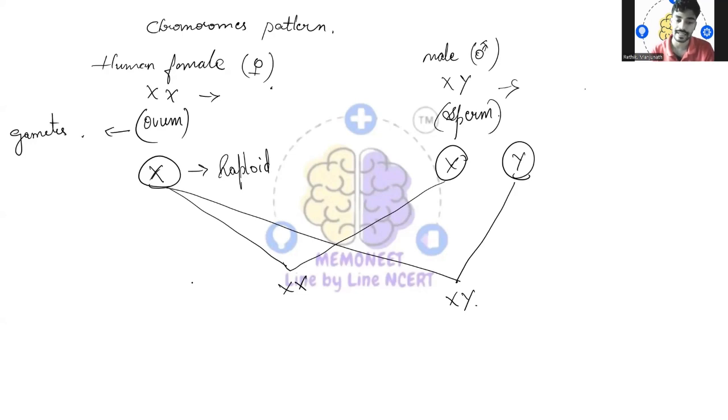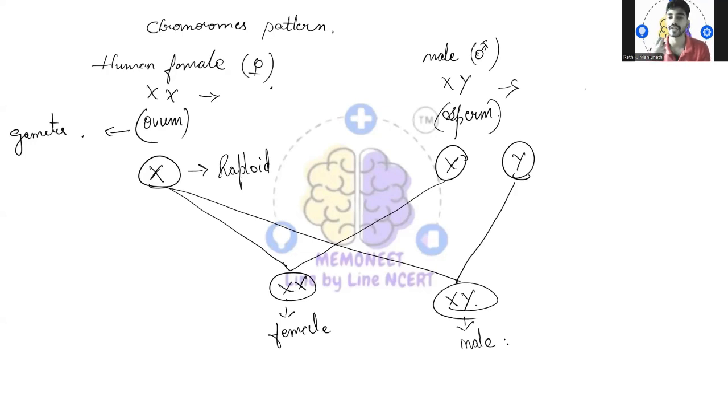So for example, if the zygote has XX chromosomes, the zygote will develop into what? The female. And if the zygote carries X and Y chromosomes, it is going to develop into a male or boy.